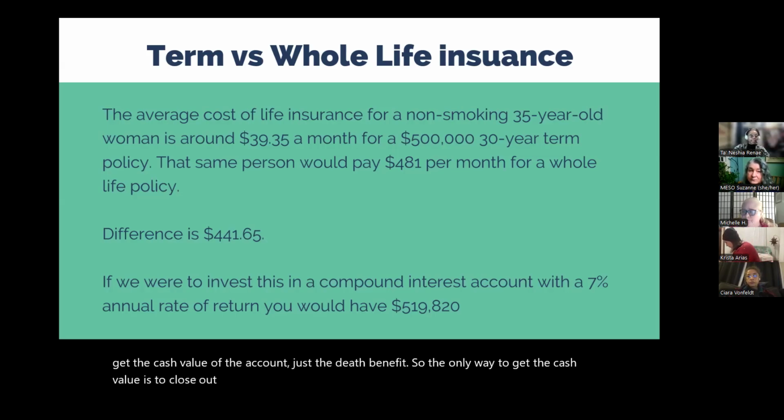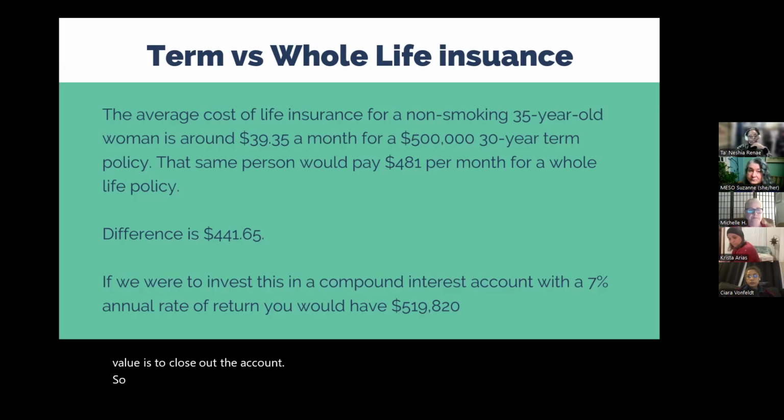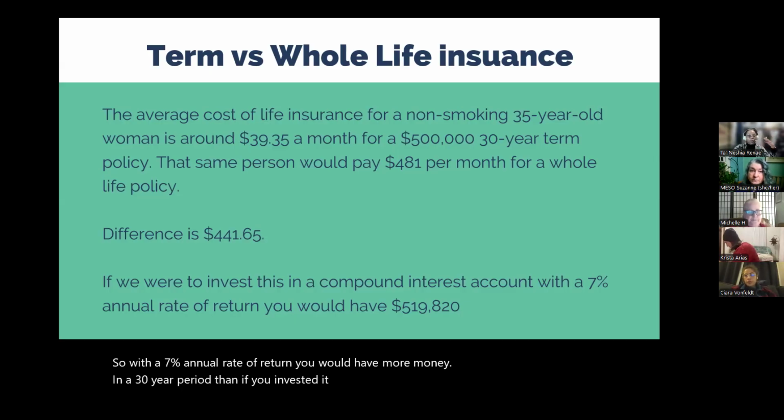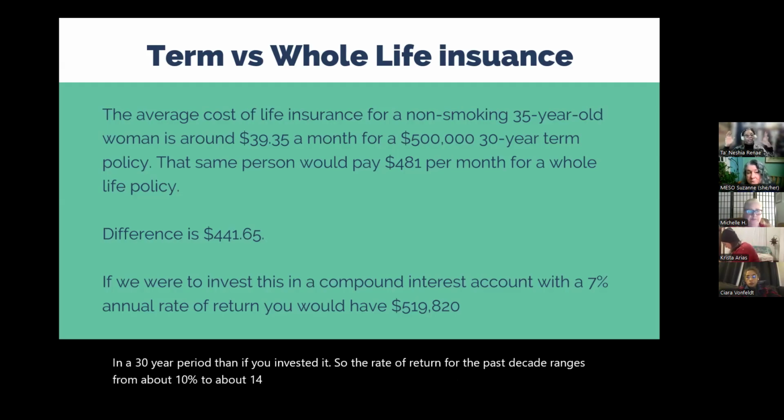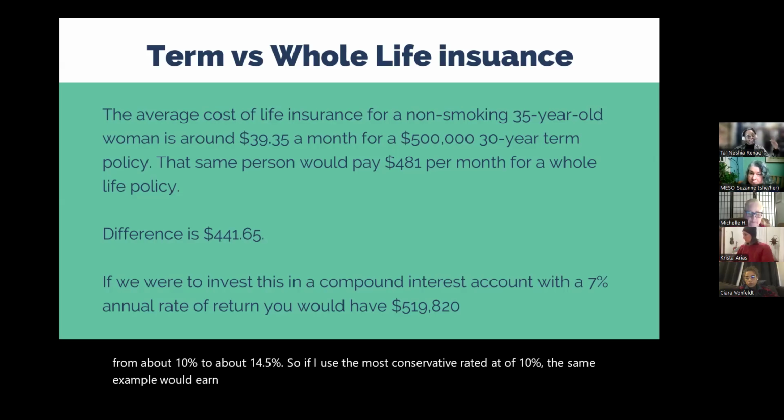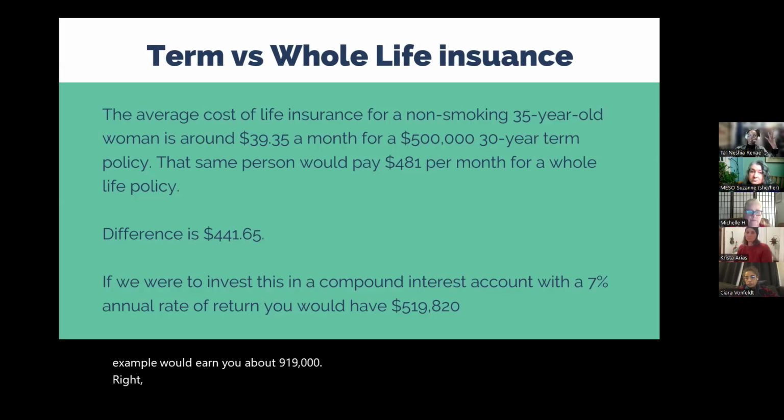So with a 7% annual rate of return, you would have more money in a 30-year period than if you invested it in whole life. The rate of return for the past decade ranges from about 10% to about 14.5%. So if I use the most conservative rate of 10%, the same example would earn you about $919,000, right? This is also what we have on the screen, just a little bit of the math of that.